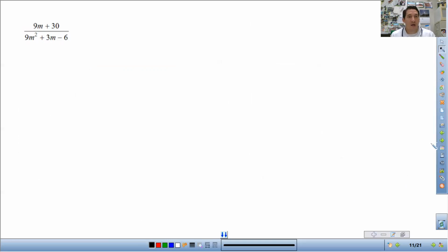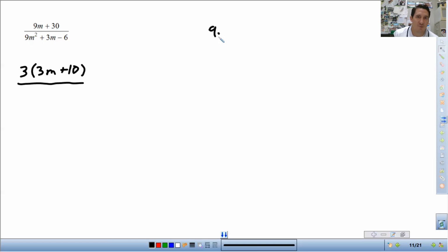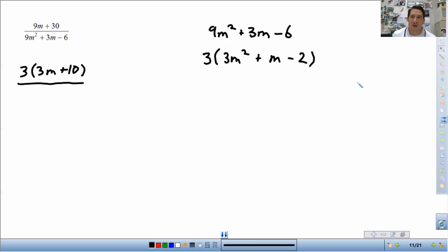All right. The top factors pretty easily, just factor out a 3 at the top. So 3 times 3m plus 10. The bottom is going to have a few more layers. I can factor out a 3 on that one. So 3m squared plus 1m minus 2. And then I need an x factor for the rest of that.